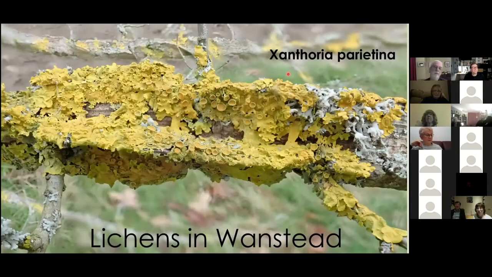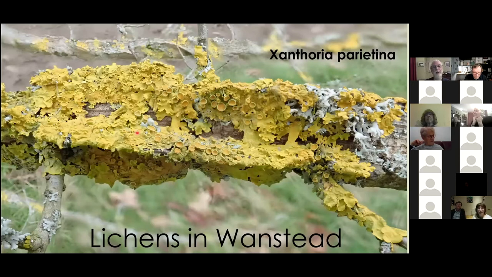Biggest and perhaps most distinctive lichens in the Wanstead area. In fact, in the whole of the UK, really. This is Xanthoria parietina. And it's quite important to get an idea of perspective. So this is quite a close-up photograph. The branch itself is probably about half an inch wide, and you can see these orange round things here. These are called apothecia, and these are a couple of millimeters across. So we're zooming in quite close.